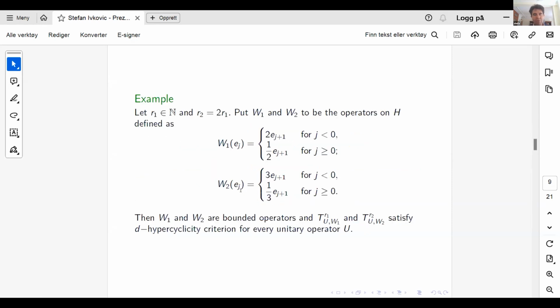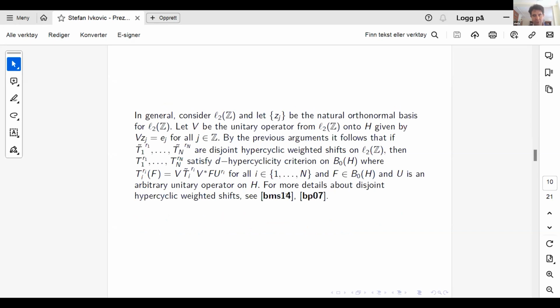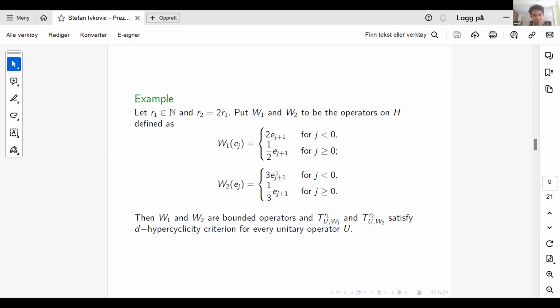And now I will give some examples. So the most elementary example is of this kind. You let R1 be a natural number, R2 be equal to R1, and then you simply define W1 and W2 on H in this way here by defining their action on the orthonormal basis. And one can show that these conditions are satisfied. And this setup can be even more generalized by showing that every bilateral weighted shift on L2 of Z with certain properties will induce such operators here.